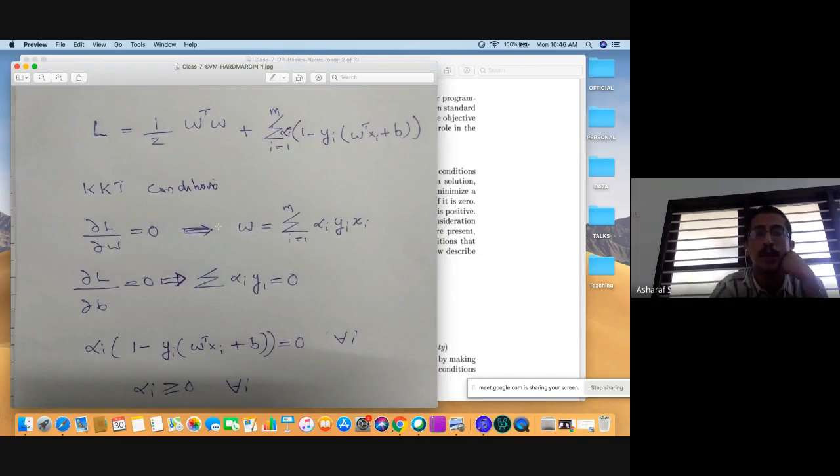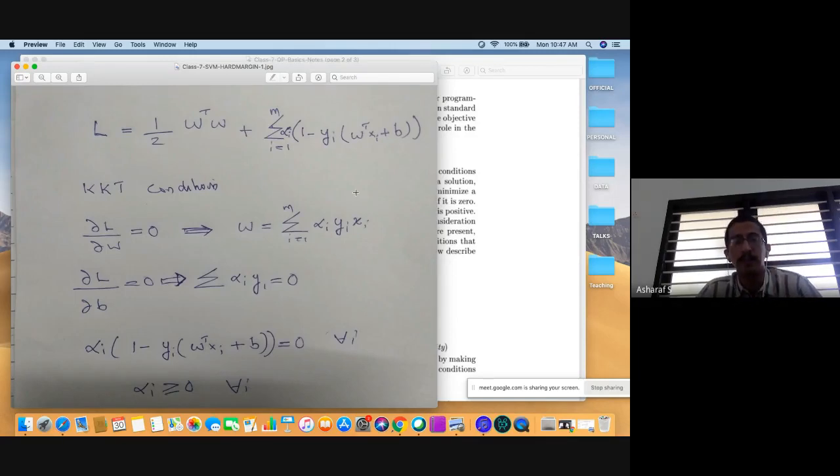And what you get here, by dou L by dou w, the first condition of KKT, you get w over here, and summation over alpha i yi into xi. That's what it is: w minus summation alpha i yi xi is equal to 0, which means that w is equal to summation alpha i yi xi, right?